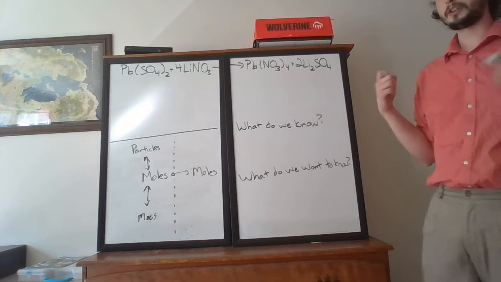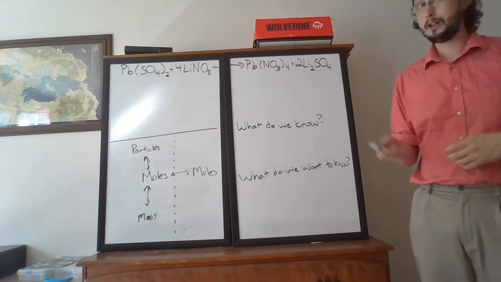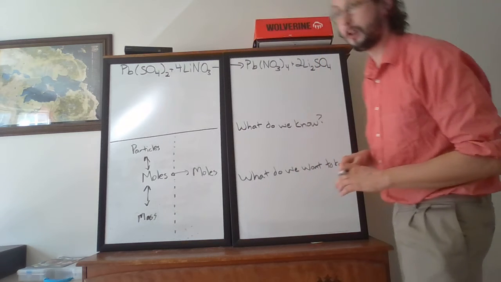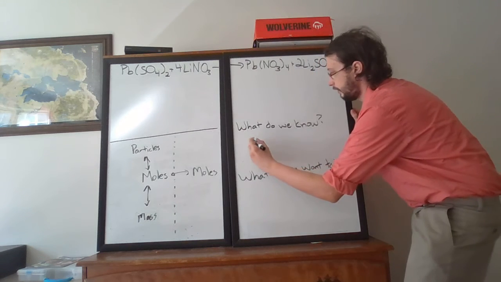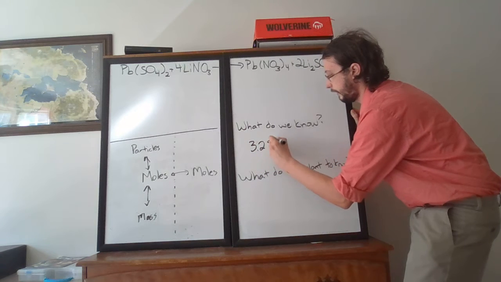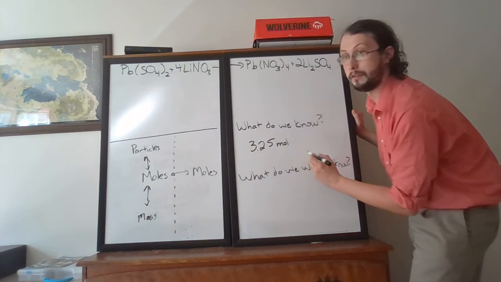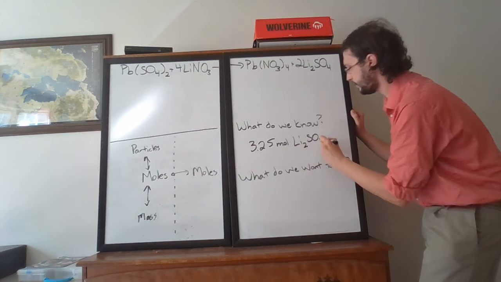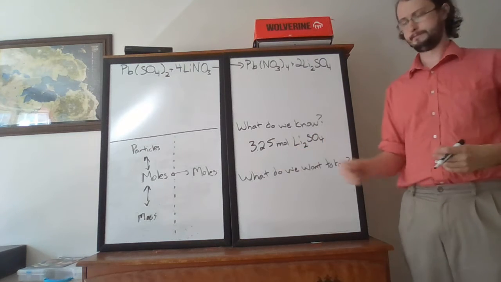What do we know? If we look in the problem, to answer the question what do we know, an easy way to do that is to look for the number. And we see that they've given us that we are trying to make 3.25 moles of lithium sulfate. So that's what we know. That's the number they're giving us.